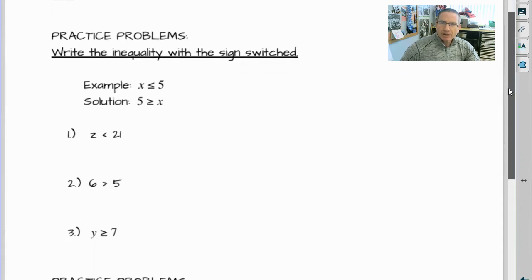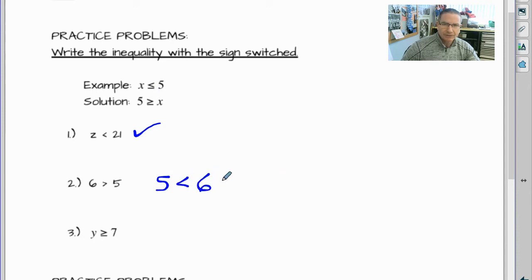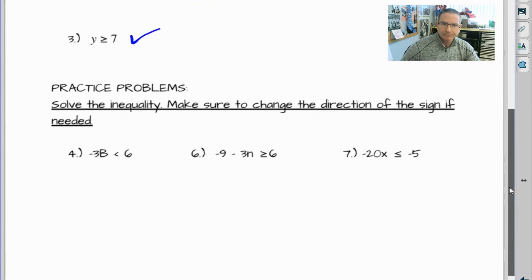Okay, this is what they talked about in the other video a little bit, and we talked about it in class. Again, when we're rewriting, just look to see where the arrow is. Okay, this one's good. I wouldn't rewrite that. If I wanted to rewrite this one, it would be 5 is less than 6. Again, it's pointing at the 5, so it would continue pointing at the 5. And then this one here is good because we've got it on the left. I would have no reason to rewrite that one.